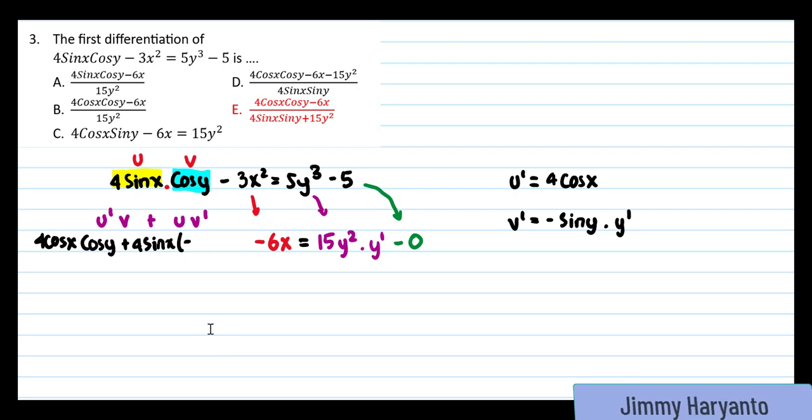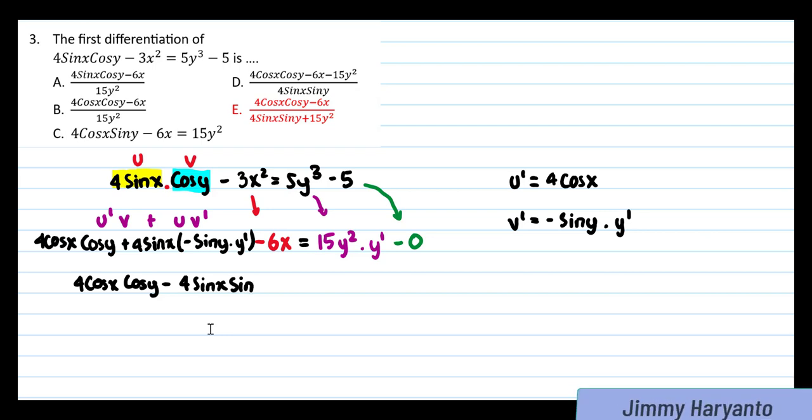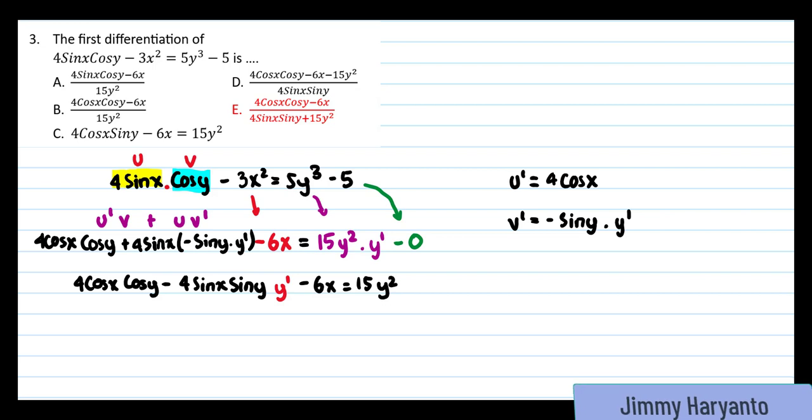Okay, negative sine y times y prime. So this is the uv, and then let's simplify it a bit. You will have 4 cos x cos y minus 4 sine x sine y, and I will give a different color for the y prime. Negative 6x equals 15y squared y prime minus 0. You don't have to rewrite the minus 0.